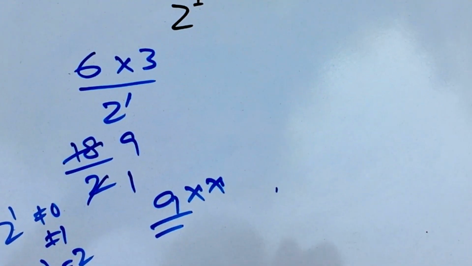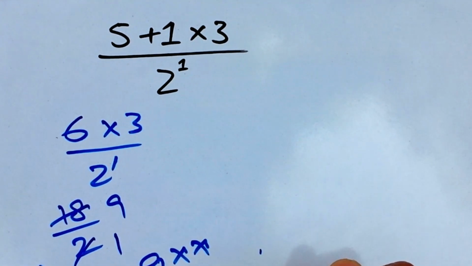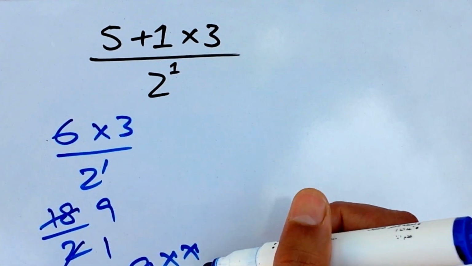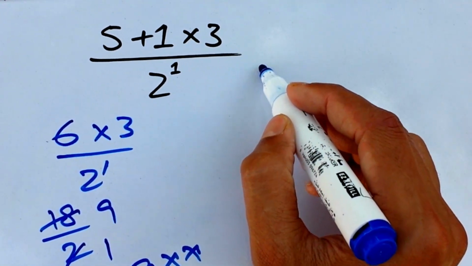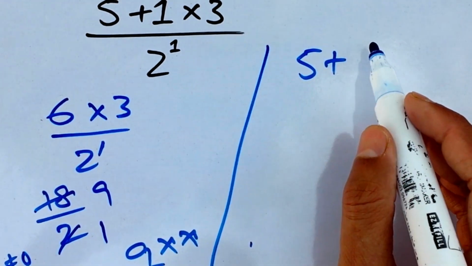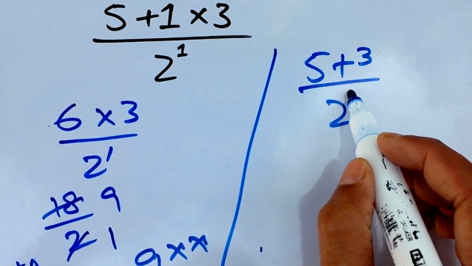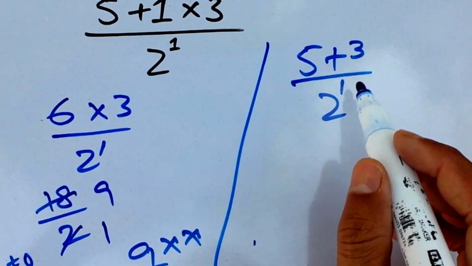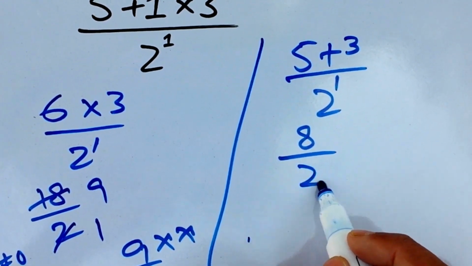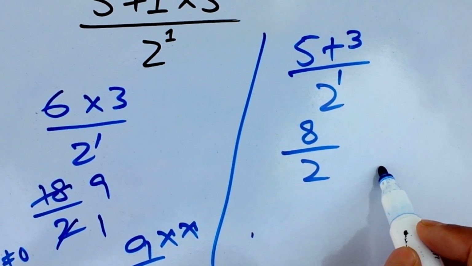Why? Because multiplication must be done before addition, right? So multiply first, then add. So 5 plus 1 times 3 equals 3, divided by 2 to the power of 1, right? Now 5 plus 3 equals 8, divided by 2 to the power of 1, which equals 2, not 1. So 8 divided by 2 equals 4.